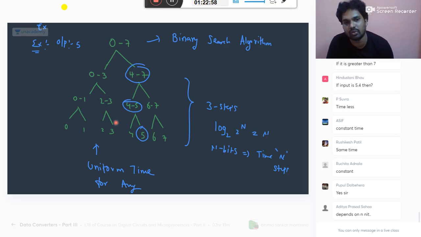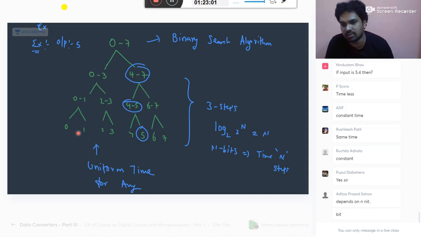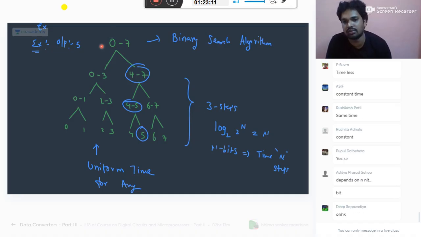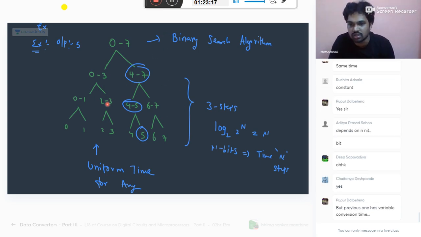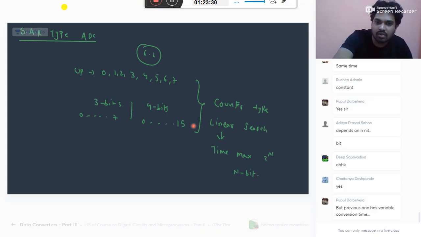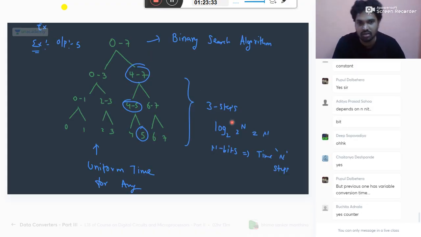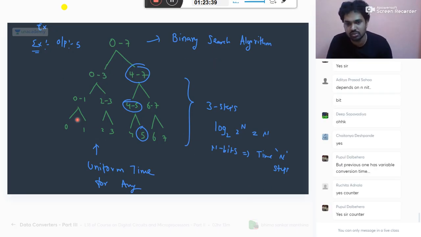Okay, so your data may be 0 also, that will come after 3 steps only. Yeah, n is the number of bits also. For a binary, 3 bits can do 0 to 7. So this is the thing we use in our circuit now. Which one has variable conversion time? For the counter type, it is having variable conversion time. Yes, correct. Here it is uniform conversion time. This is used in SAR. So now let's design that.